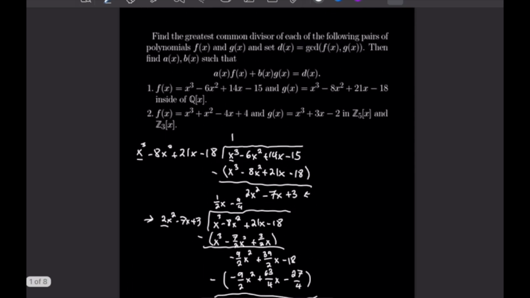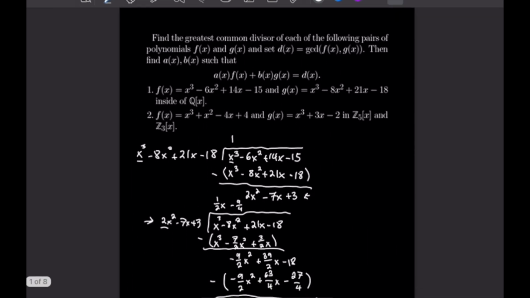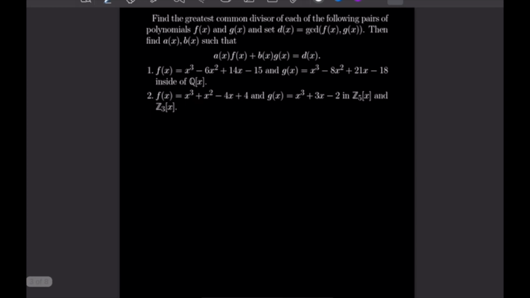So that finishes off part 1 for this problem here. So let's go ahead and get into part 2, where we are going to do a division like this, both in Z5 and in Z3. So for part 2 of this problem, we have two new functions given by f of x equals x cubed plus x squared minus 4x plus 4, and g of x given by x cubed plus 3x minus 2. And we want to do what we just did, but both in Z5 and in Z3.